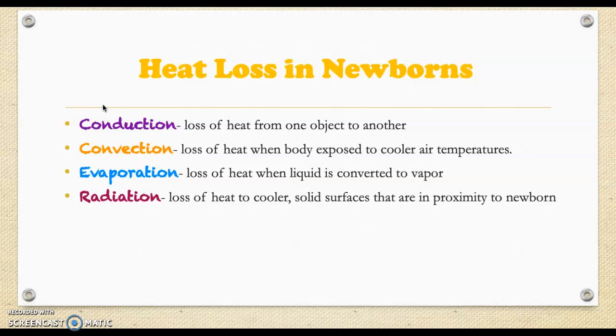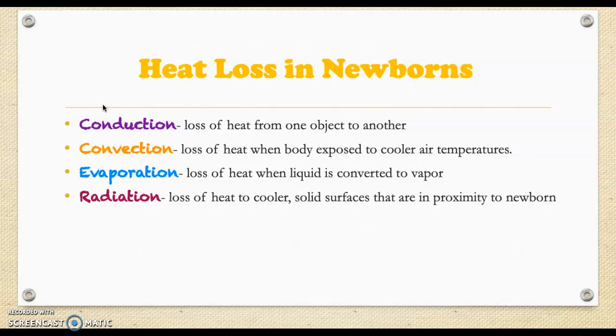So convection is when there is ventilation that is cooler than the body. So if they're out in an open crib and they're not able to stay thermoregulated, we'll put them into an isolette because we don't want them out in the open air. The isolette gives them warm, humidified air to help them stay the appropriate temperature.